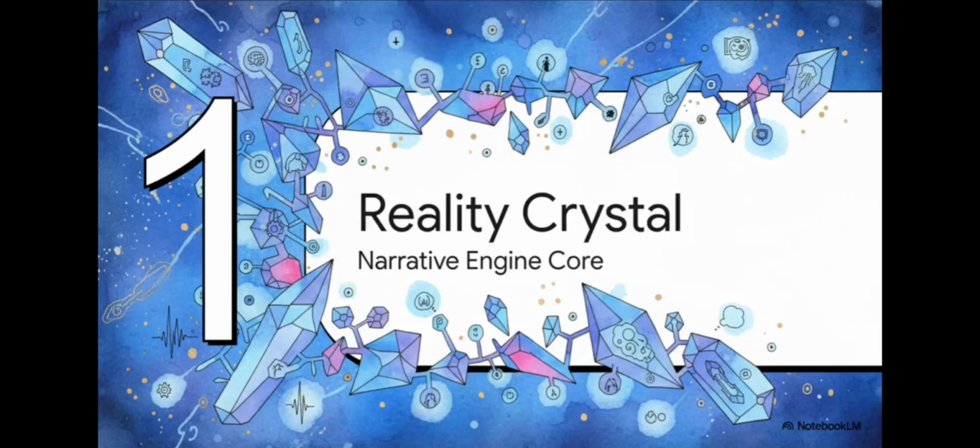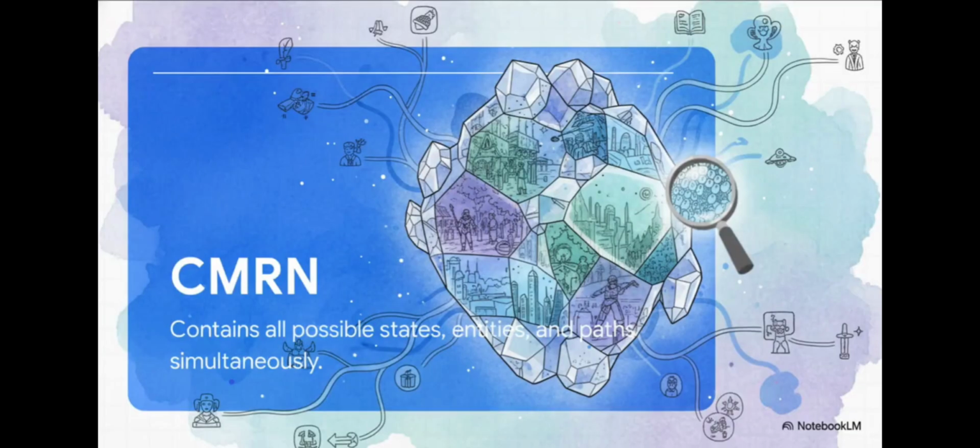The Narrative Reality Crystal. You might be wondering, how exactly does Amalgam store its stories if there are no linear scripts or those massive branching dialogue trees? Well, it does it through the CMRN, or the Metastable Crystal of Narrative Reality. So instead of generating a point A to point B story, the engine generates an entire pre-collapsed structure of a universe before you even make your first choice.